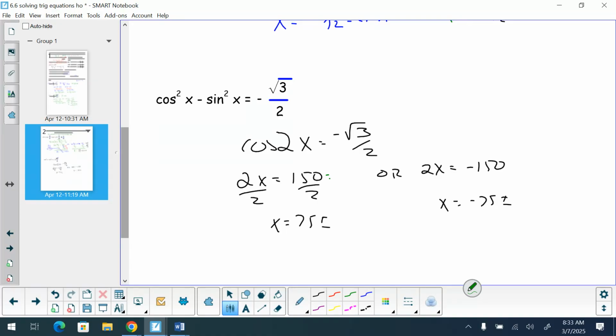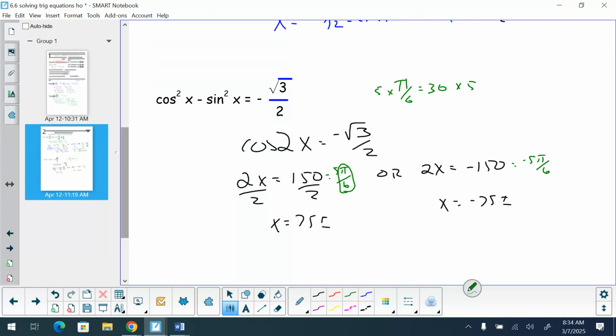We can also do it up here: 150 degrees is 5 pi over 6. Once again, the quick transition that I always do is my pi over 6 is 30 degrees. Well, what do I have to do to 30 to get to 150? We can multiply by 5, so this would be 5 pi over 6.